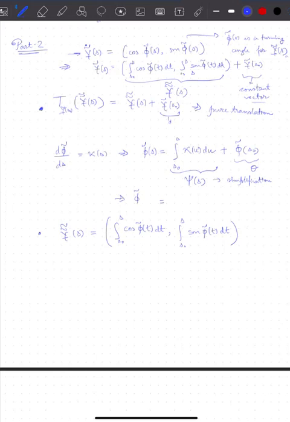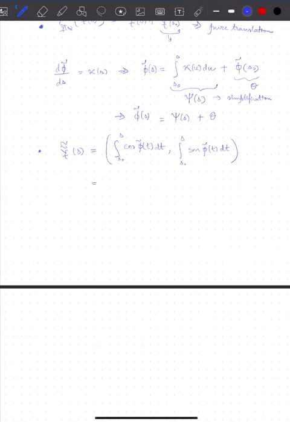So this means that phi tilde can be just psi of s plus theta. Now what we do is we'll substitute everything in this expression here: the integral from s naught to s of cosine of psi of t plus theta, dt, and comma, the integral from s naught to s of sine of psi of t plus theta, dt. Right?